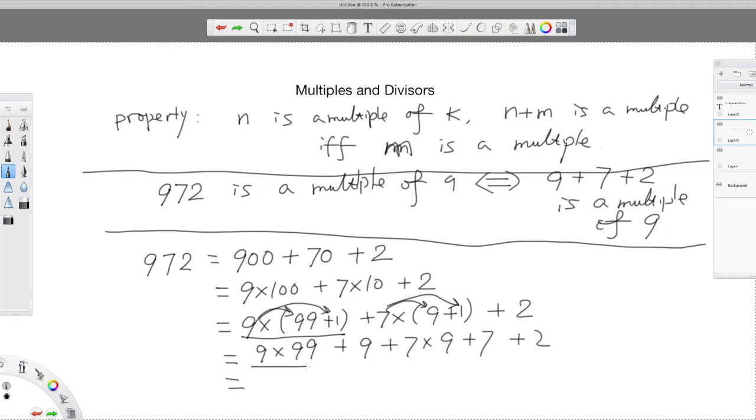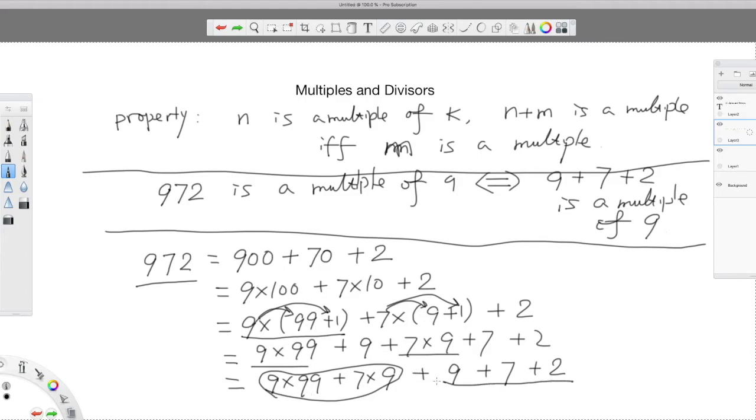Now I'm going to group those multiples of 9 together. I don't really care what the numbers are, as long as I know this part is a multiple of 9. Now the fact is, using that property, 972 is a multiple of 9 if and only if this part is a multiple of 9, because the other part is a multiple of 9 already. So it does not contribute anything in terms of being a multiple of 9 or not. Only this matters, and they're equivalent.